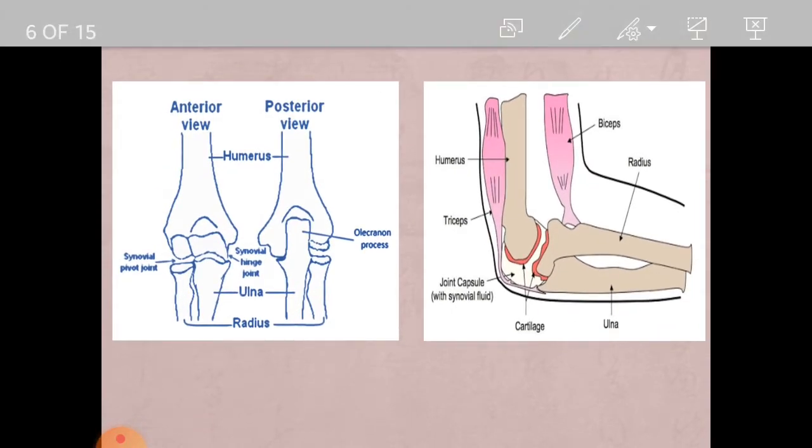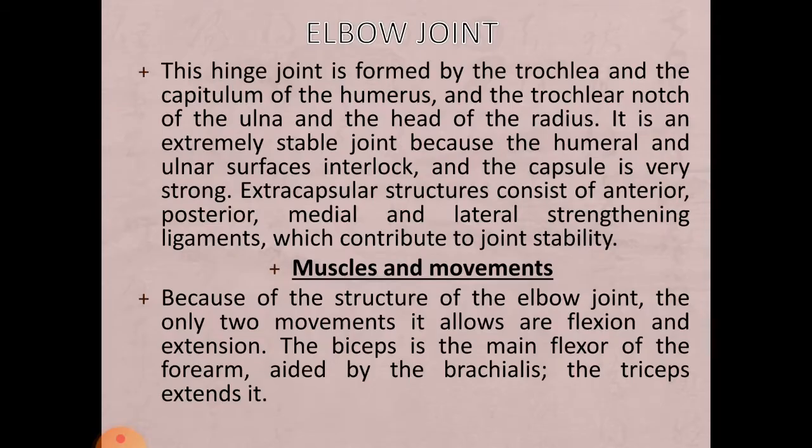This hinge joint is formed by the trochlea and the capitulum of the humerus and the trochlear notch of the ulna and the head of the radius. It is an extremely stable joint because the humeral and the ulnar surfaces interlock and the capsule is very strong. Extracapsular structures consist of anterior, posterior, medial and lateral strengthening ligaments which contribute to the joint stability.